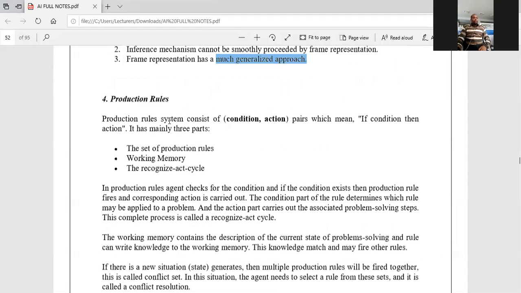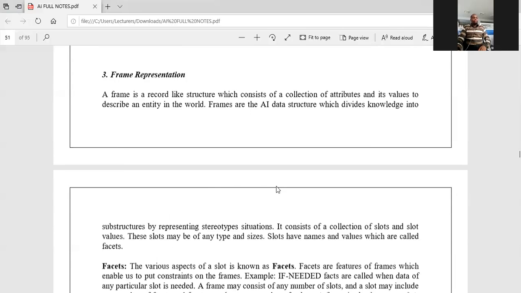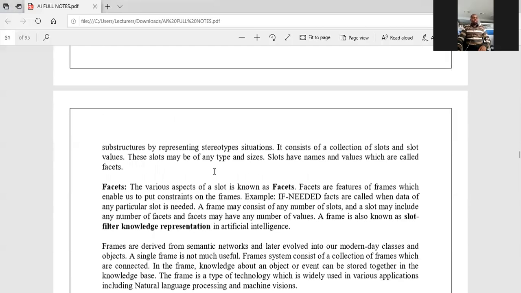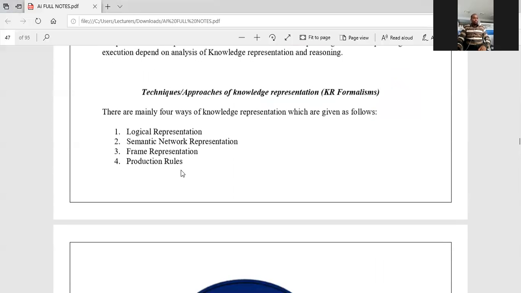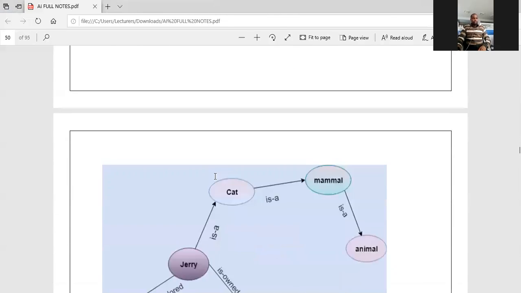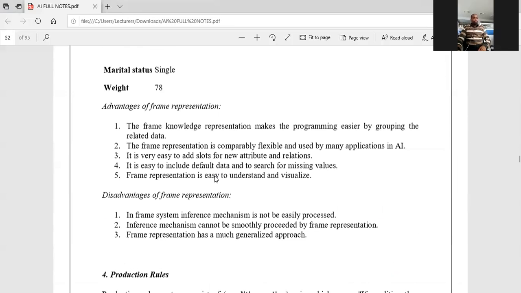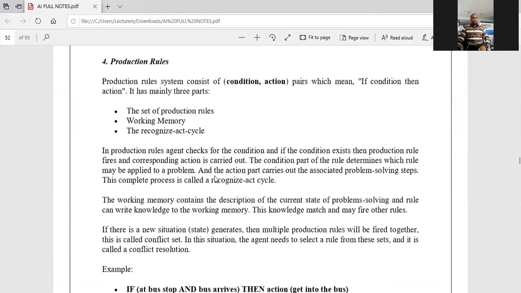And then what are production rules? Production rules are conditional statements. We have moved from number 3, frame representation, and now we are at number 4. We have 2 minutes remaining. Production rules are basically conditional statements, and conditional statements normally go like this: while condition, then action. If condition returns true, then action. Else returns false, then action. Those are what we call production rules.